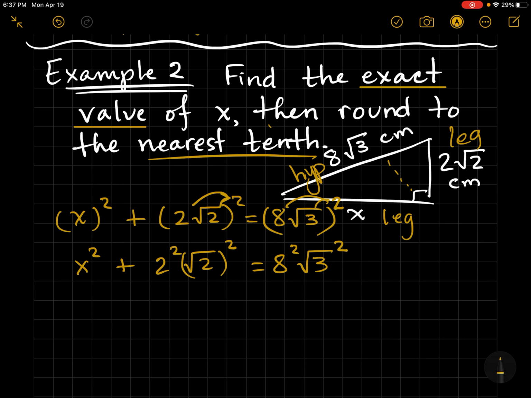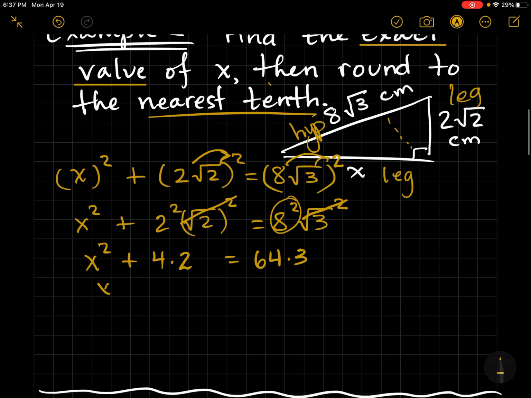So I want to make sure you see what's going on. So we have x squared plus 4. The square and the square root cancel, so that's just a 2. Here we have 64 for the 8 squared, and now the square and the square root cancel, so that's times 3. So x squared plus 8 equals, what is that? 180 plus 12, 192. And now we're going to subtract 8 from both sides, and we get x squared equals 184.